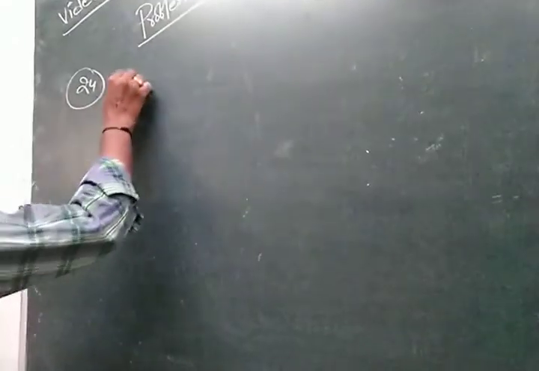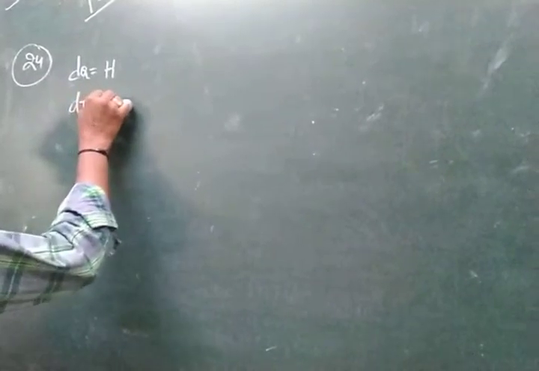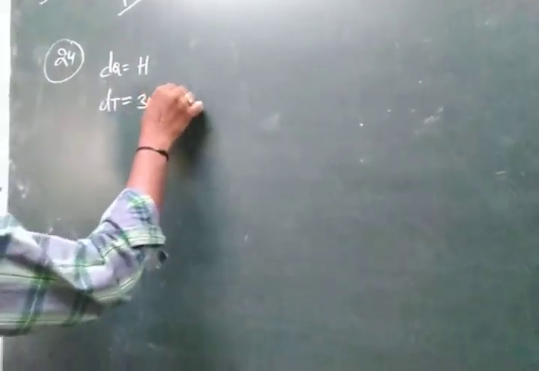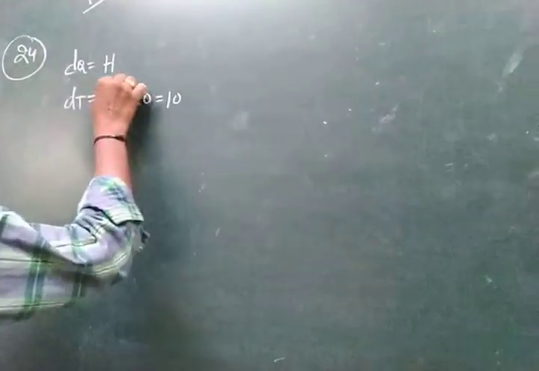Next. The H calories of heat is required to increase the temperature of 1 mole of monatomic gas. So dQ is equal to H calories of heat required. Then the increase in temperature, dT, is equal to 30 minus 20, that is equal to 10 degrees.